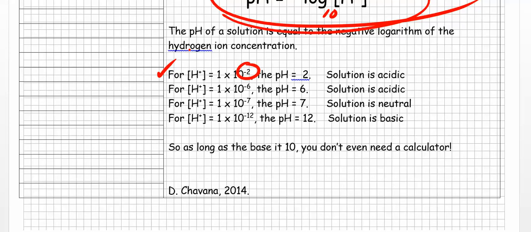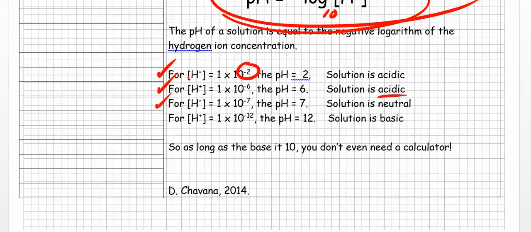Let's try this one. The hydrogen ion concentration this time is 1 times 10 to the minus 6. So what's the pH? Negative of negative 6, 6. The pH is 6. We're still less than 7, so the solution again is going to be acidic. Now, what if the hydrogen ion concentration is 1 times 10 to the minus 7? Now the pH is 7, because the negative of negative 7 is 7, so the solution would be neutral this time.